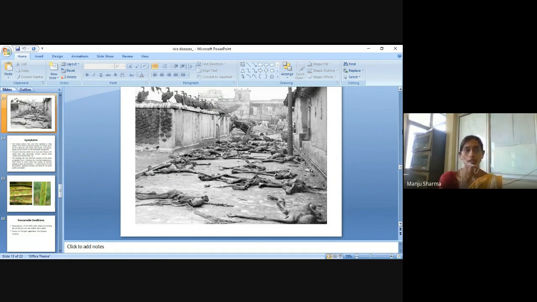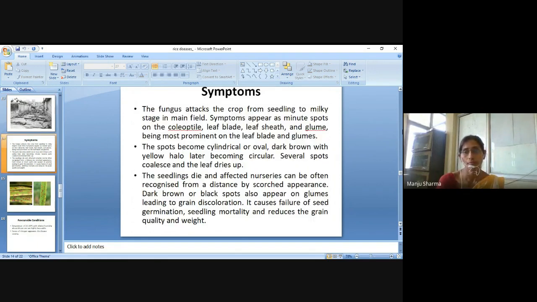These are the symptoms. The fungus attacks the crop from seedling to milky stage in the main field. Symptoms appear as minute spots on the coleoptile, leaf blade, leaf sheath, and glumes, being most prominent on the leaf blade and glumes. The spots become cylindrical or oval, dark brown with a yellow halo, later becoming circular. Then several spots coalesce and the leaf dries up.